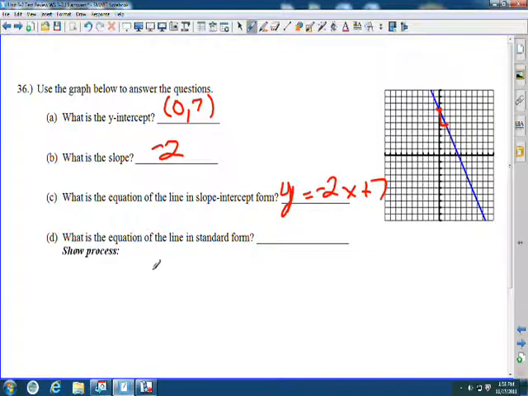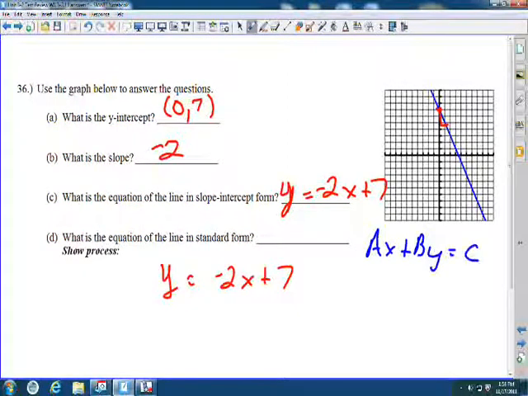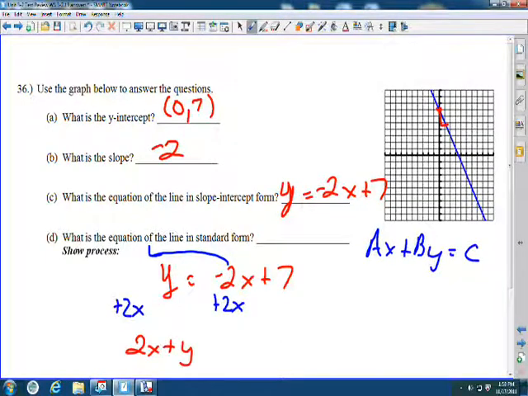Now to write it in standard form, y equals negative 2x plus 7. Standard form is ax plus by equals c. I need to move this x to the other side, so I will add 2x to each side. I get 2x plus y equals 7. There it is. 2x plus y equals 7.